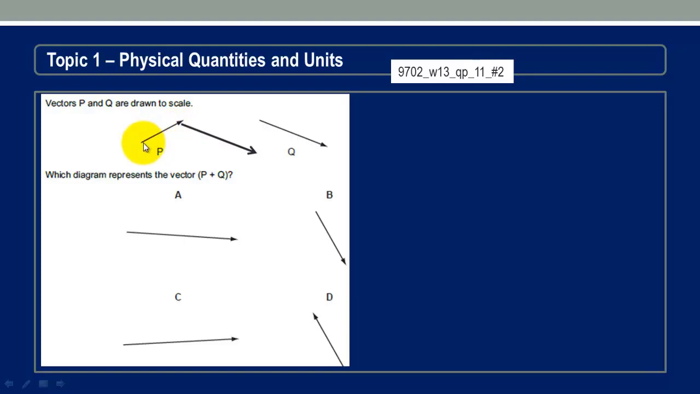Then we draw a line from the first tail to the last head. And this is the resultant vector which represents P plus Q. And the best option given here is option A. So A is the correct answer.